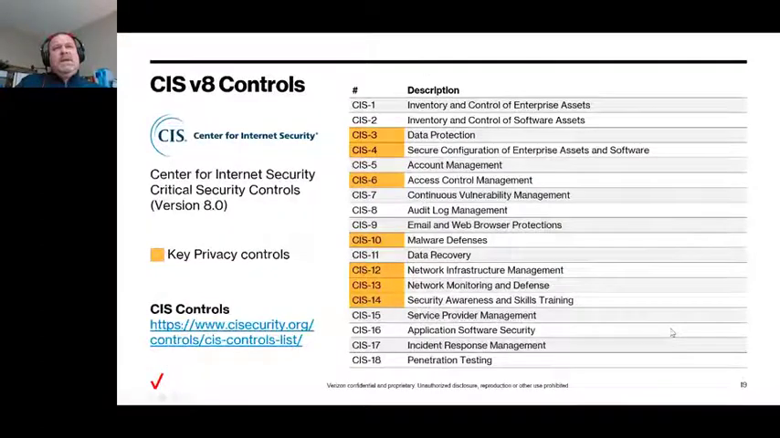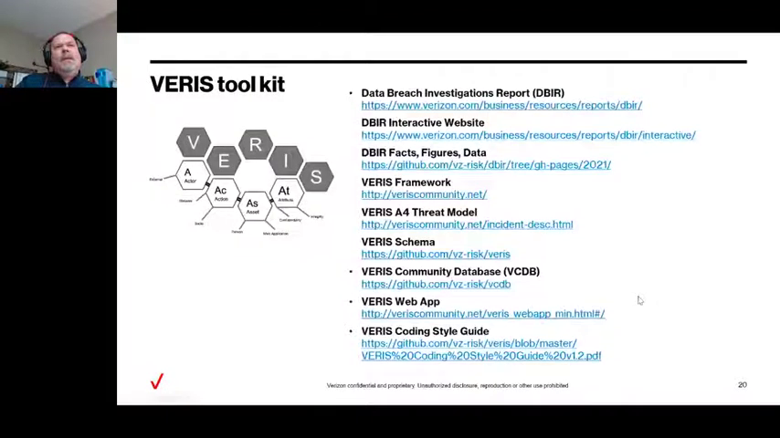So interestingly, if you're interested in the critical security controls for privacy, I've highlighted these here in orange. These are a total of 18 critical security controls. We recommend all 18, but hone in on these orange ones here. And if you're interested in VERIS, here are some resources for the VERIS toolkit. So that brings us to the end. I think we have some time for some questions.